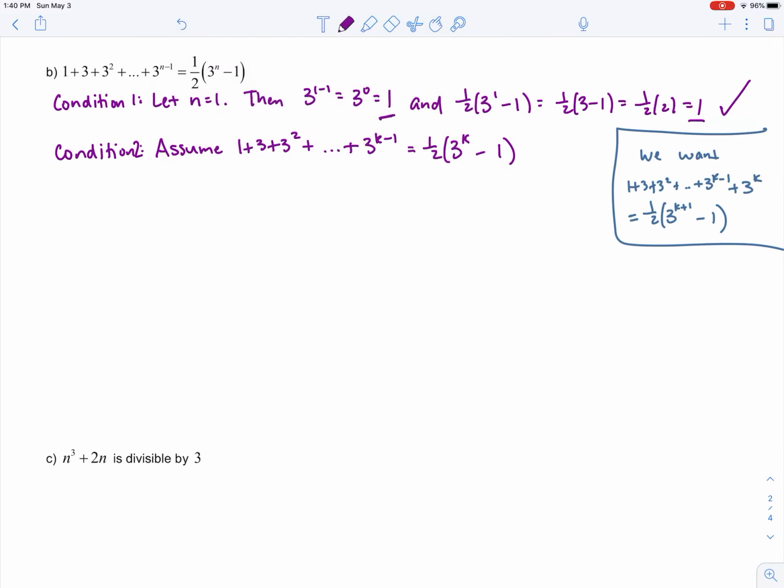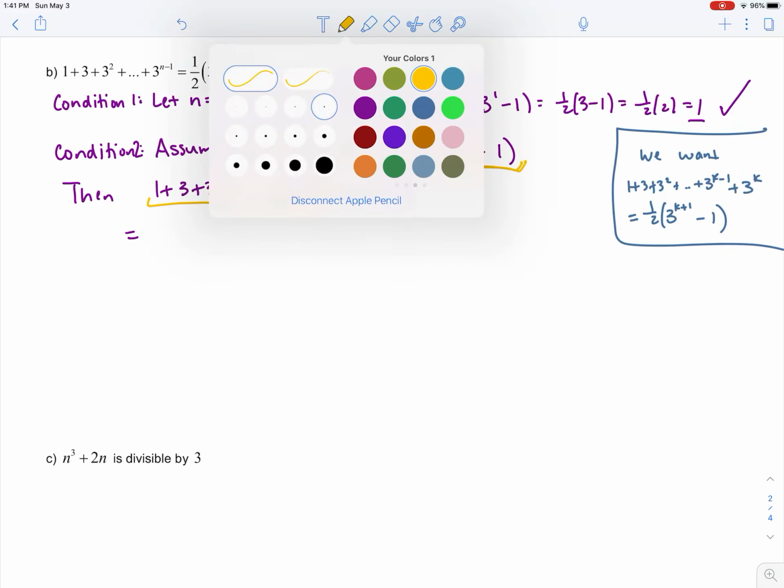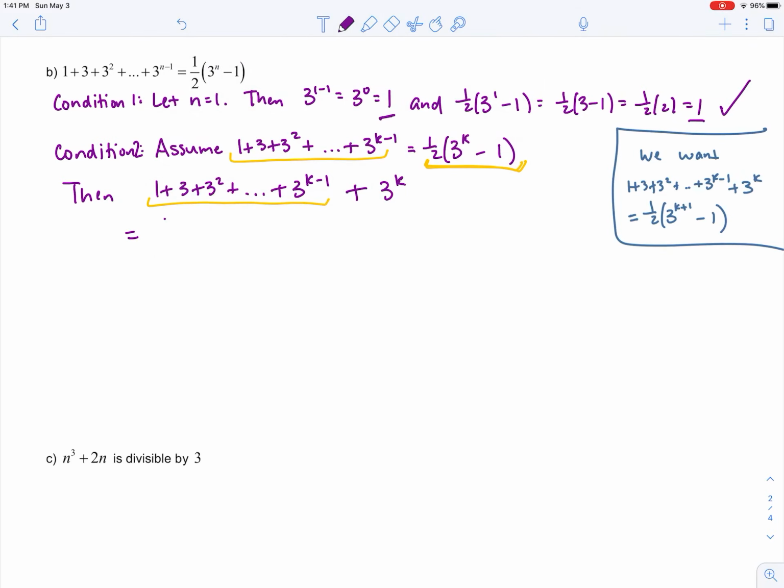So we go ahead and add on to what we know. Then, if I take this left-hand side, 1 plus 3 plus 3 squared plus ... plus 3 to the k minus 1 plus, and then add on the next term, 3 to the k, what we can do here is make a replacement. Okay, we already know this is what we have here. So I'm going to make a replacement. I'm going to replace it with this 1/2 times 3 to the k minus 1. Why can I do that? Well, I assumed that those things were equal. So if they're equal, you can just replace them with each other.